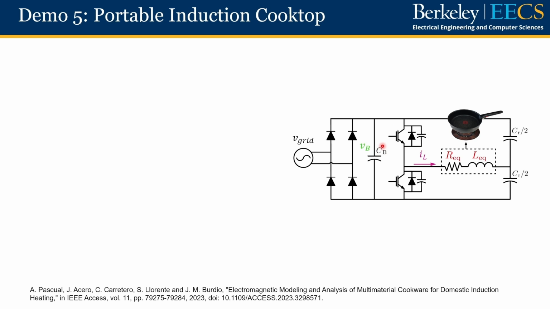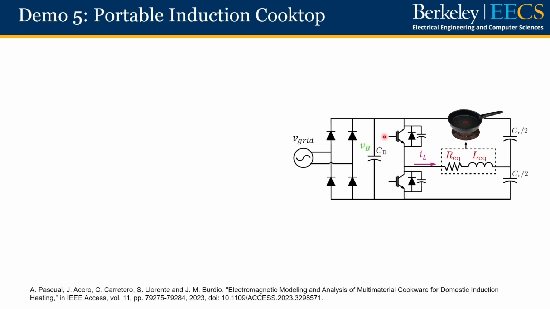In this application, a stable DC bus voltage is not required. Therefore, the value of CB is typically small in order to reduce the size and cost of the system. Consequently, as we will see later in the scope shot, the bus voltage, labeled as VB here, is a rectified sine wave with some ripple rather than a stiff DC voltage.